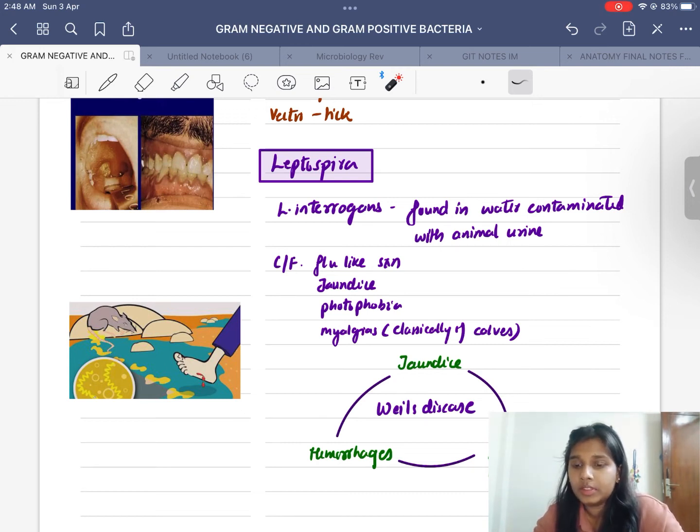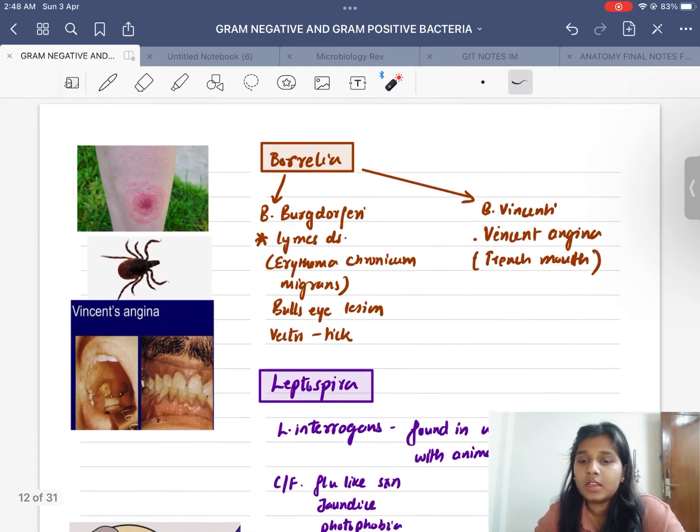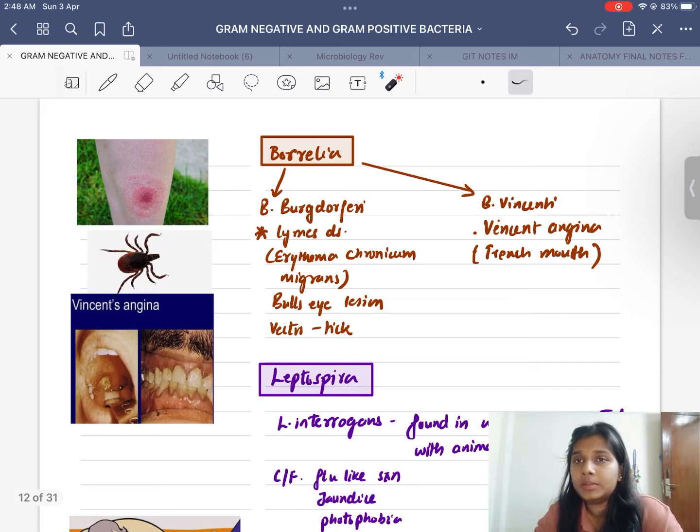So what is Leptospira again? Leptospira infection can happen after wading in water which is contaminated with animal urine. It involves the liver, it can involve your kidneys, and it can cause hemorrhages, flu-like symptoms, myalgias. Borrelia burgdorferi causes Lyme's disease, transmitted by tick, which has the bullseye lesion.